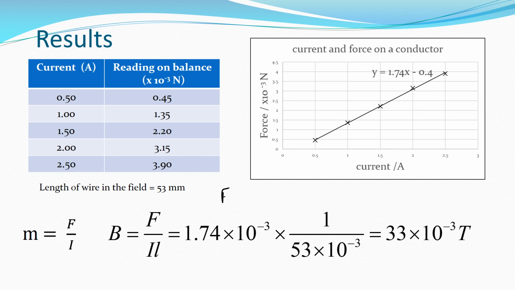So F is equal to ILB sine theta. Because theta is equal to 90 degrees, we're perpendicular to the magnetic field. That just becomes F equals ILB, which then rearranges to B is equal to F over IL. F over I here is our gradient. So we can say our gradient of 1.74, remembering, is times 10 to the negative 3.